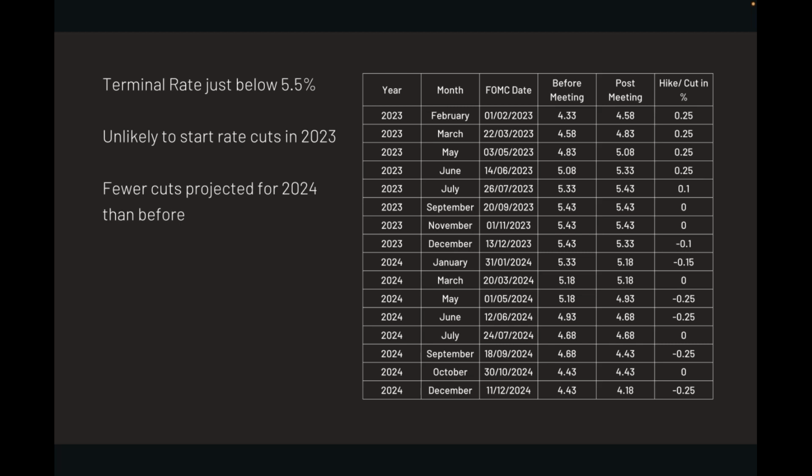We're going to stay at this level. The market thinks we're going to stay at this level up until December at least. And we're going to have the first rate cut either in December or January, most likely in January, because of how the market is priced. And then after that, we'll have four rate cuts in 2024.